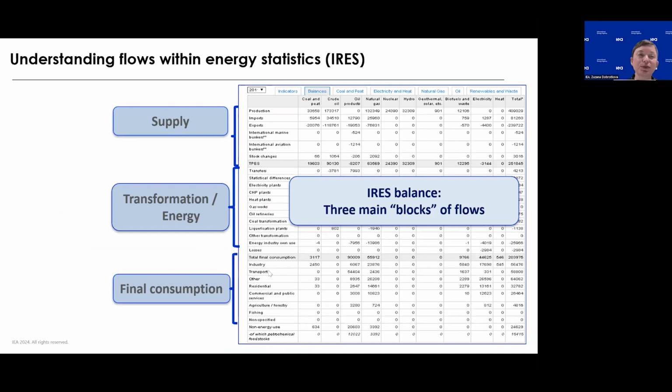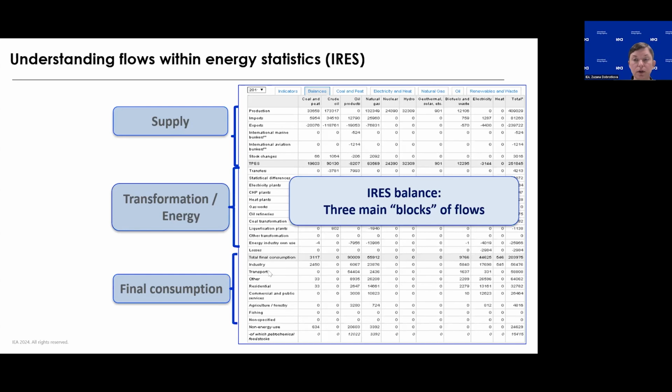Now, let me go back to how the balance works through the flows in the energy balance. Part of the flows is what we call supply. So there you will have your standard production, trade, stock changes, and then international bunkers. When you sum up across those rows, that basically brings you total primary energy supply to the country.